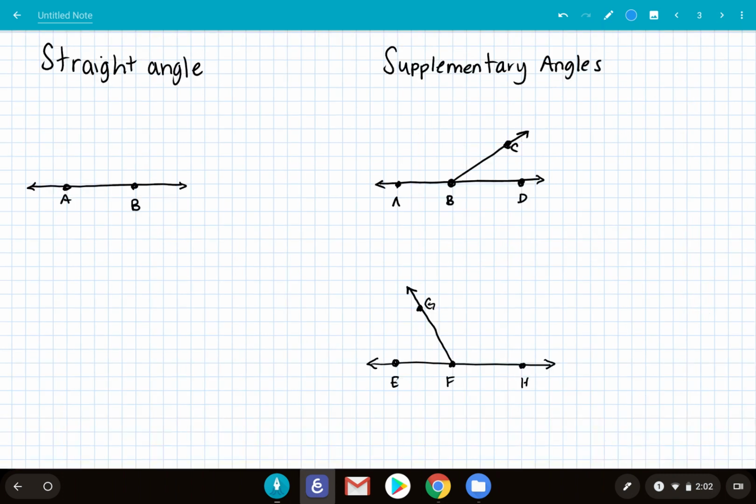A similar idea, which hopefully you've heard of before, is the idea of a straight angle. A straight angle is a straight line. It's 180 degrees. So this straight line right here, AB, is 180 degrees. And two angles that add up to 180 degrees are considered supplementary.